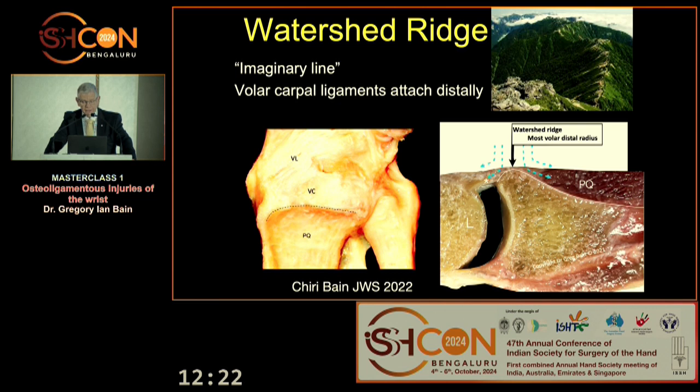The watershed line, which should be renamed the watershed ridge, the reason it should be called a ridge is because it's a ridge and it's not an imaginary line. It's important for its attachment to the volar carpal ligaments, and the volar carpal ligaments attach distal to it. The concept of why it was called a watershed line is related to the geography. If rain's coming down, you have the watershed zone, and the rivers will drain to the sea on that side, and on the other side they will drain away, depending upon that watershed ridge. The watershed ridge is the most volar aspect of the distal radius.